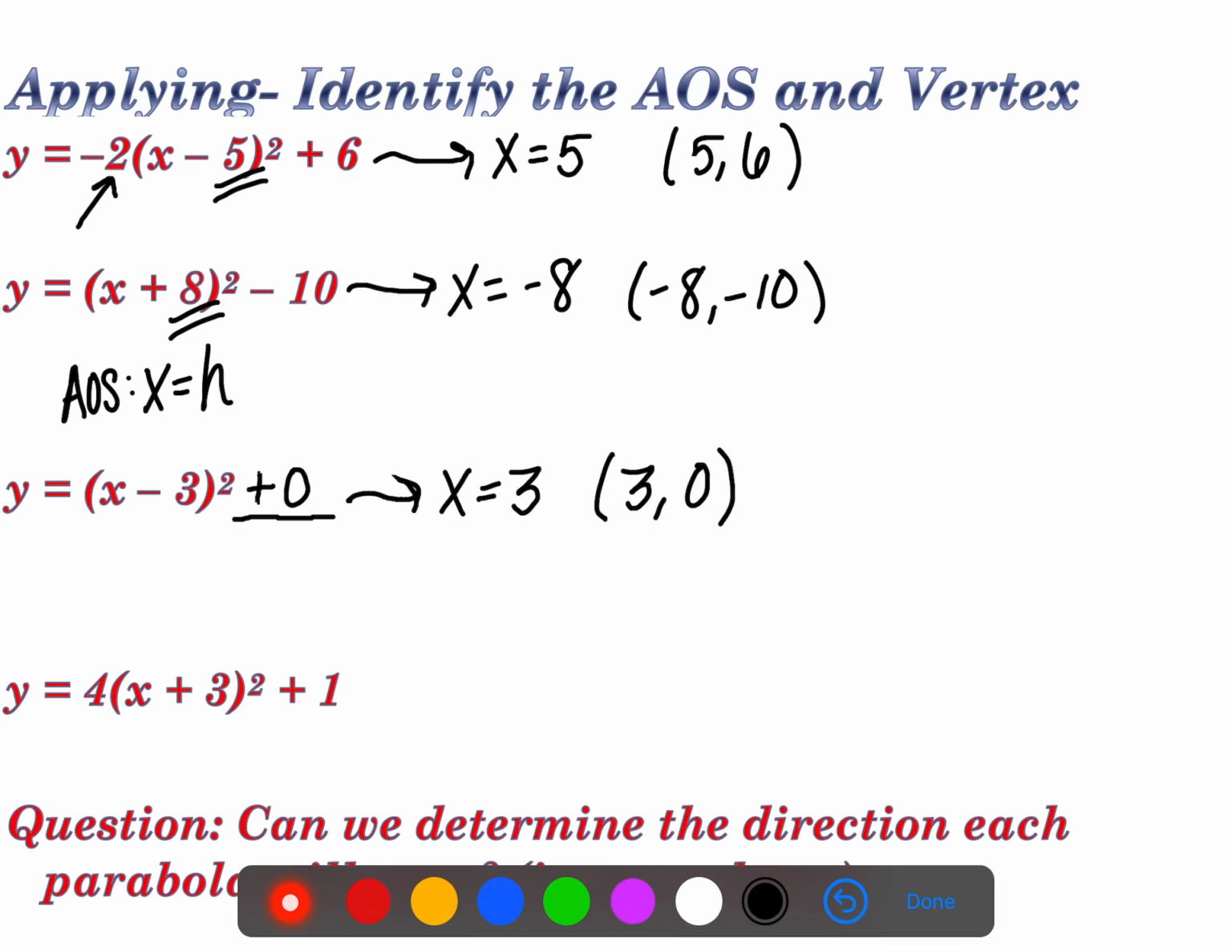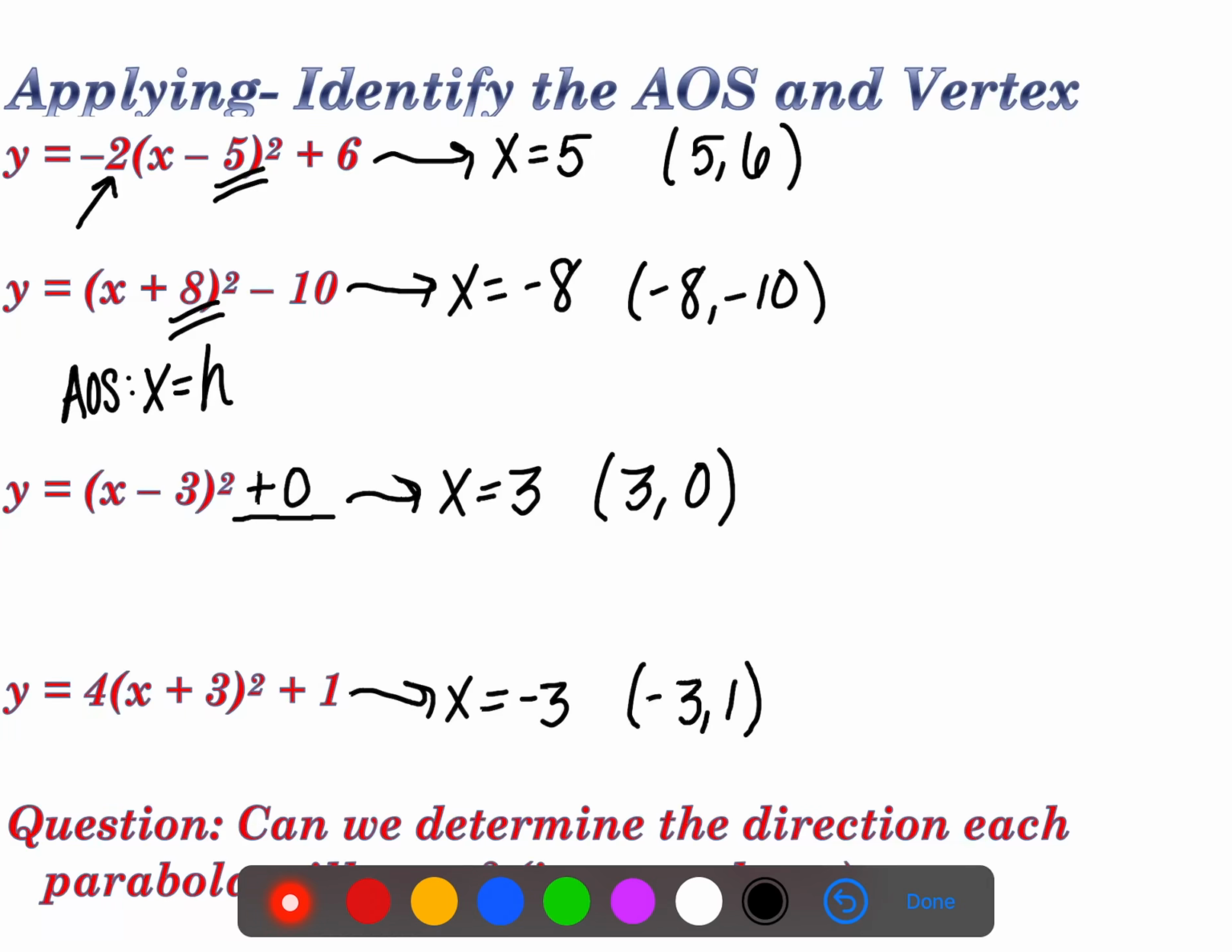All right, why don't you try and tackle this last one? So pause your video real quick for 30 seconds. Okay, come back and check your answer. Axis of symmetry is x equals 3, and my vertex is negative 3 comma 1.